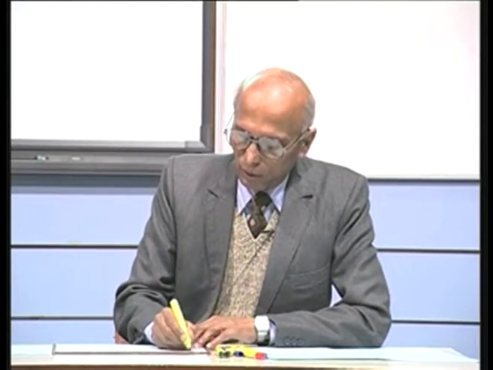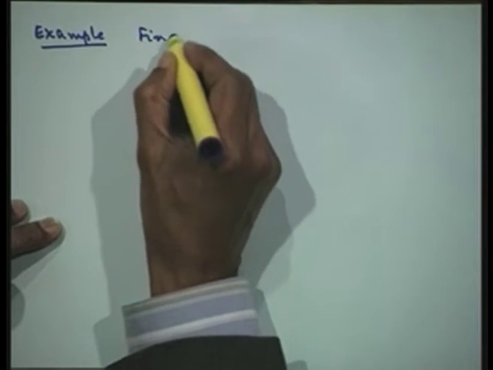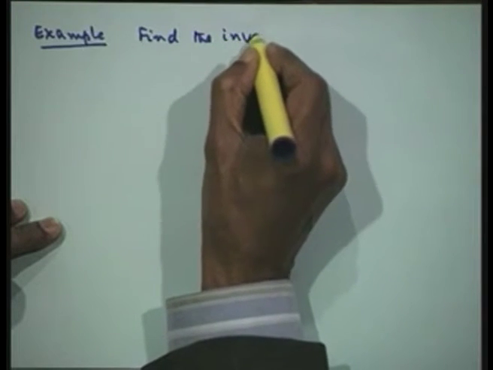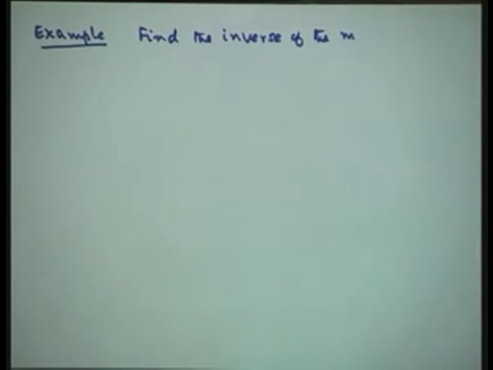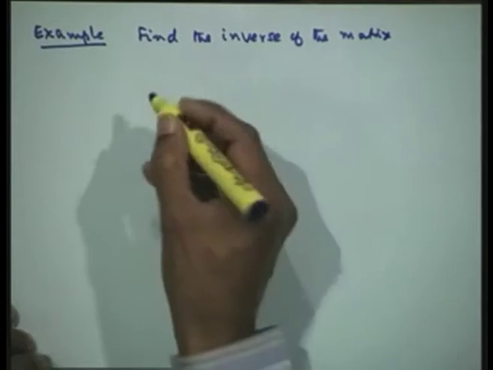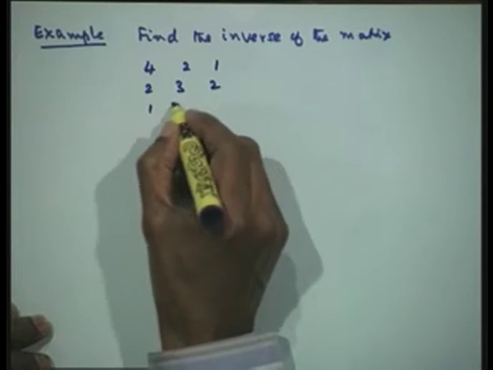Now let us illustrate this by an example. I will try to find the inverse of a matrix. Find the inverse of the matrix 4 2 1, 2 3 2, 1 2 2.